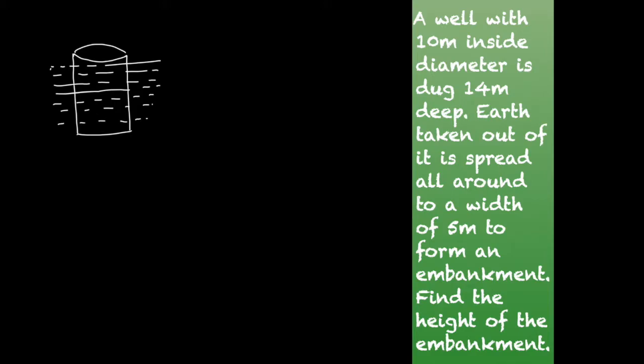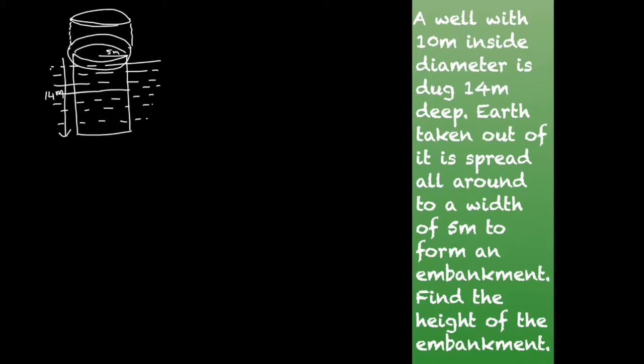The diameter of the well is given. The inner diameter of the well is 10 meter, so the radius is 5 meter. It is dug to a depth of 14 meter. The mud taken is not wasted or put in another place. It is put all around the mouth of the well, and not inside, because if it were put inside the well, it would go under the earth. So it is put all around so that the height of the well's mouth is raised.